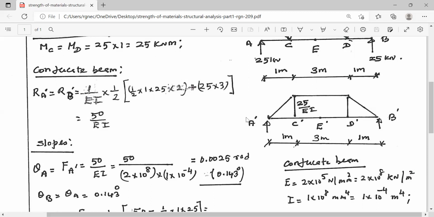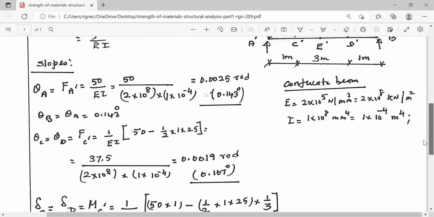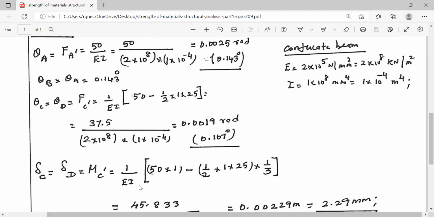Of course, EI is taken outside as a common factor. The lever arm for this triangular load is 1/3 meter from point C dash. So we have written the value of the bending moment at C dash here. 1/EI is taken outside. This bending moment is contributed by the reaction. This is the triangular load, 1/2 into 1 into 25, with opposite sign, minus, into the lever arm of 1/3 meter from C.